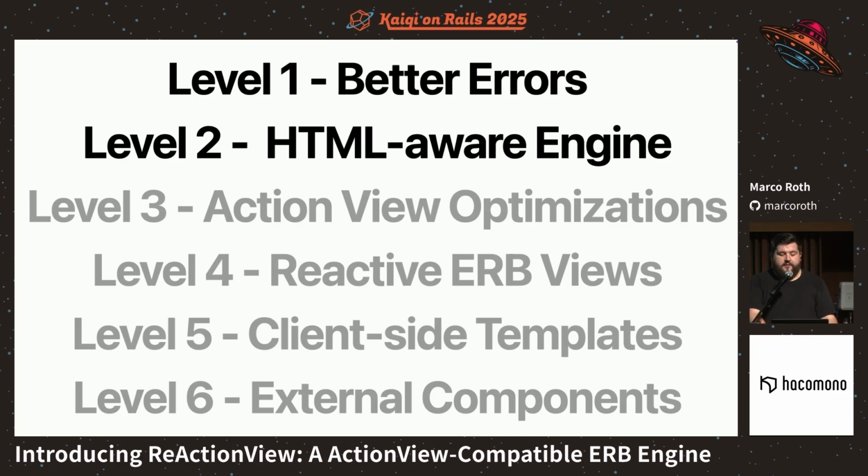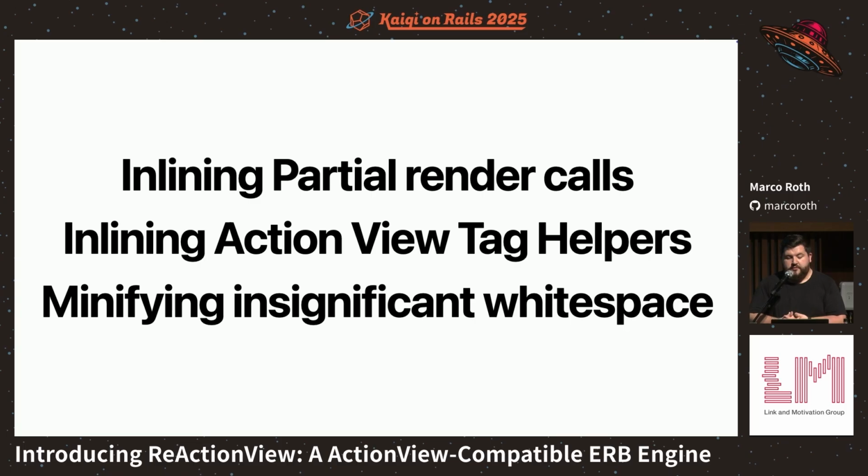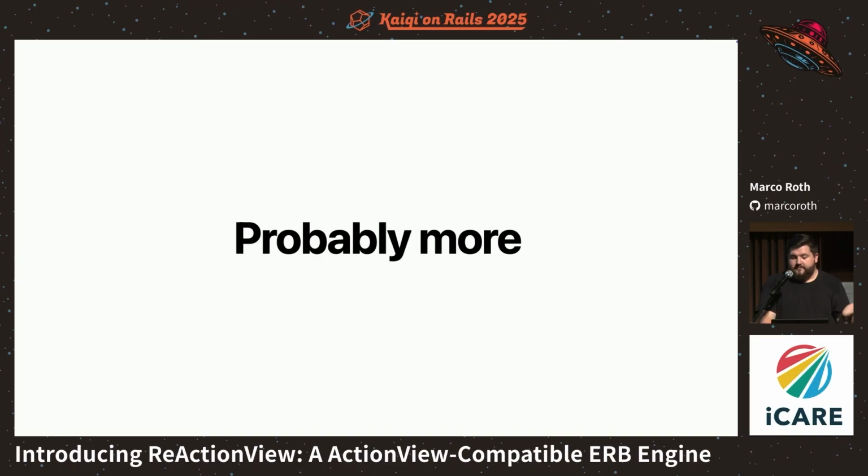Then for the final few levels, we can look into what we can do here too. ActionView can have more optimizations now that we have all this introspection. So we might be able to do inlining of the partial render calls. We might be able to refactor these ActionView tag helpers to actual static attributes or static content. We might be able to minify the white space since we know where it's relevant and where it's not. And there's probably a lot more we can do, but that needs more exploration.